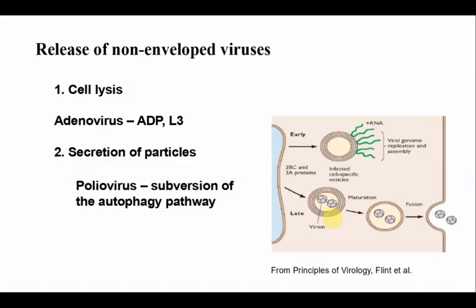Okay, so the last part is release. Once you've got the genome into the capsid, how is the virus released from the infected cell? In non-enveloped viruses, the classical idea is that at the end of the replication cycle, they will destroy the host cell, okay? And the infected cell will be lysed. That's true for adenoviruses. It's a lytic cycle, and at the end of the cycle, they express proteins that will destroy the host cell.